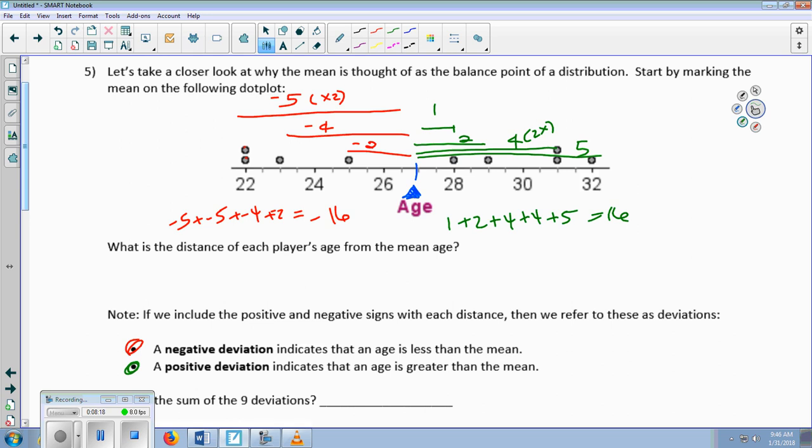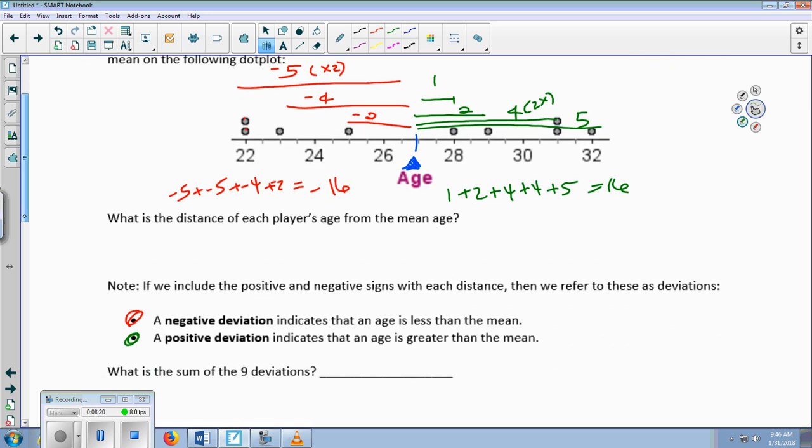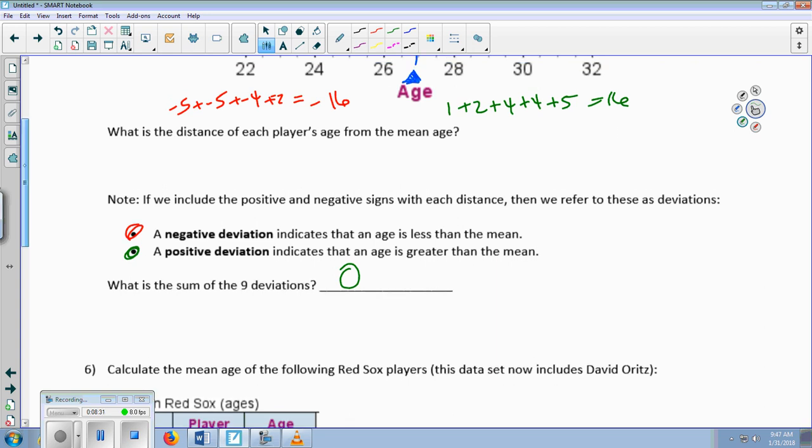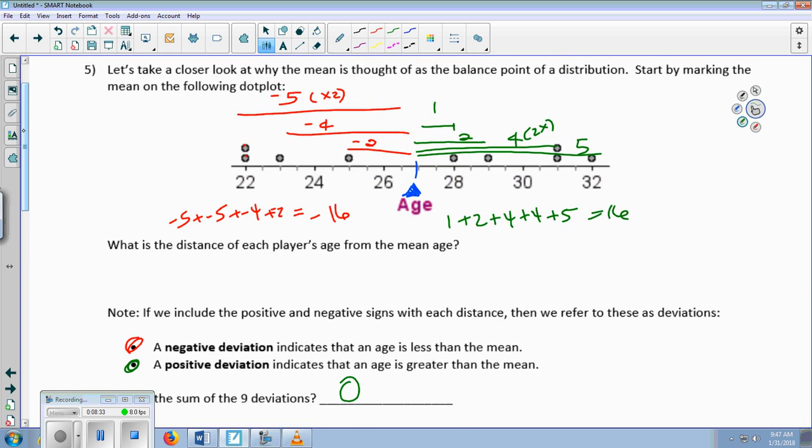So if we add up all the distances from the mean of each observation, they sum to 0. -16 plus +16 would be 0. And this is always going to be true. That is how you can think of the mean as the balancing point of the distribution.